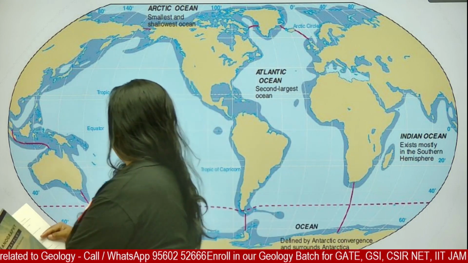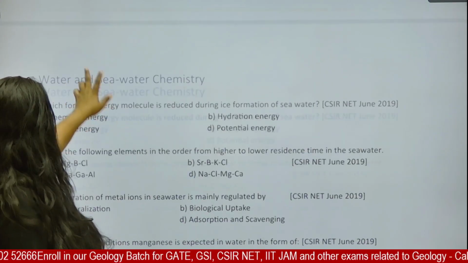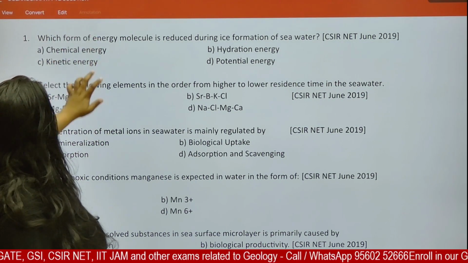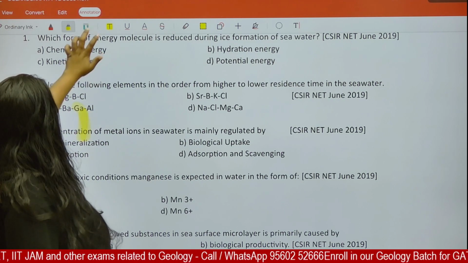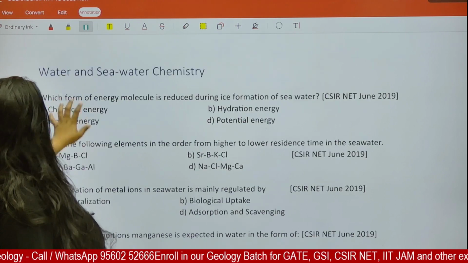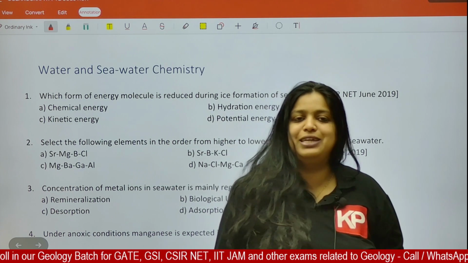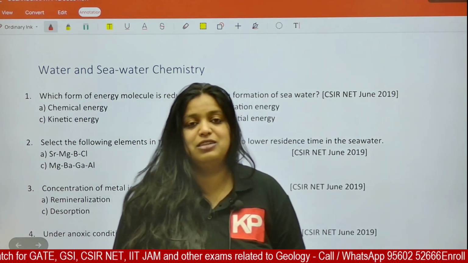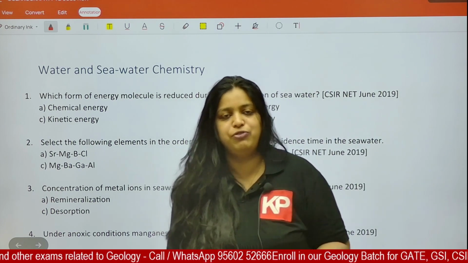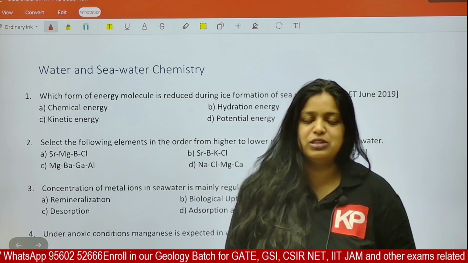So let's begin with the questions over here. The first question is from the chapter on water and seawater chemistry. This is actually the basic section where we'll be discussing the entire chemistry part. This chapter is mainly for memorizing the terminologies, the composition of seawater, the residence time of elements in them, what the major elements present in the seawater are, and also the different water bodies.